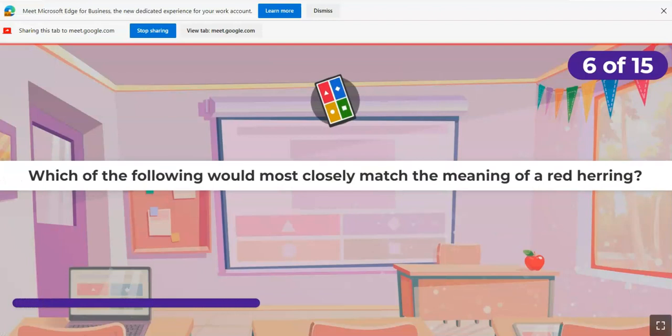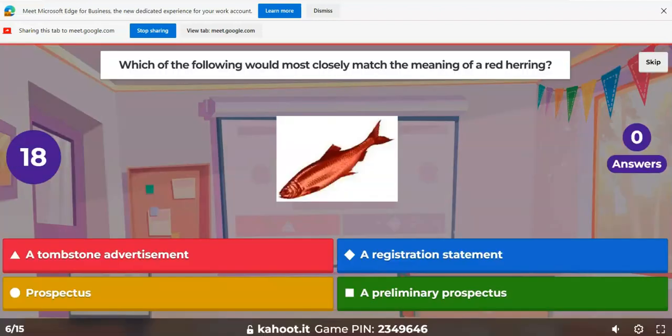Which of the following would most closely match the meaning of a red herring? A. A tombstone advertisement. B. A registration statement. C. A prospectus. Or D. A preliminary prospectus.